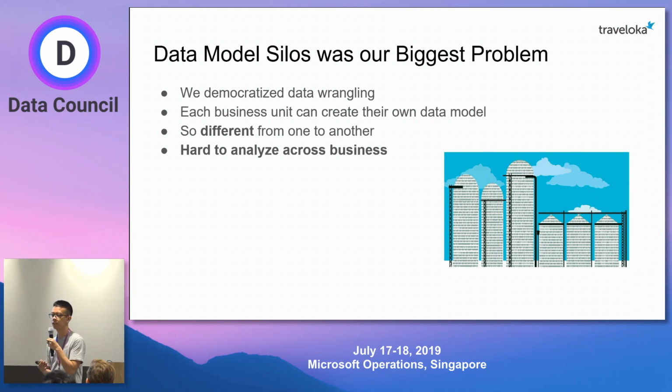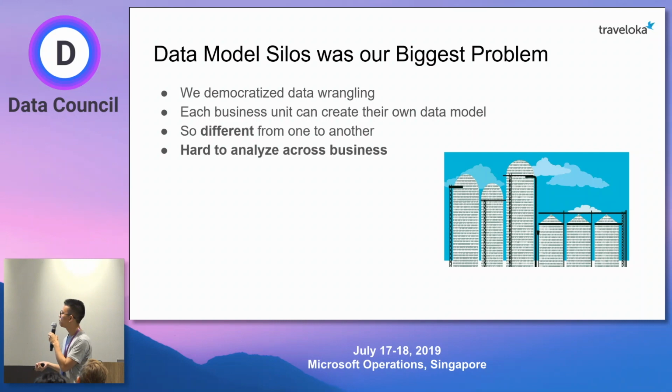Why do we want to democratize that? It's natural, because it means each business unit can be more agile to fit its business purpose. So that's what we did. However, they created their own data models to support insights or machine learning pipelines. What we ended up with is that in each business unit, the data model is quite different from one to another.